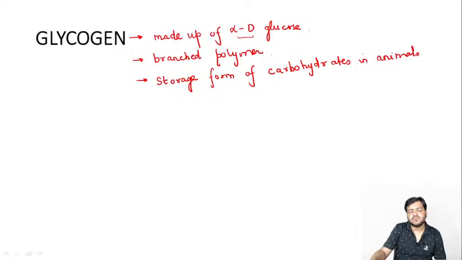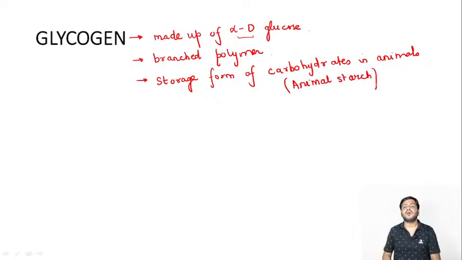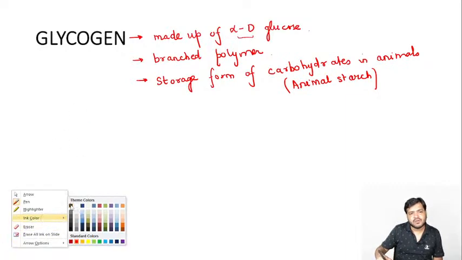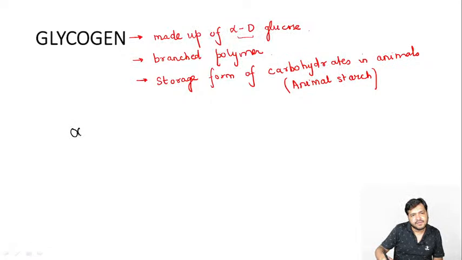In animals, in humans, and you already know we commonly call it the animal starch. It is the storage form of carbohydrates in animals, commonly called the animal starch. Now you already know we have different glucose molecules. If I show you roughly, these glucose molecules are linked to each other. So it is a branched polymer.